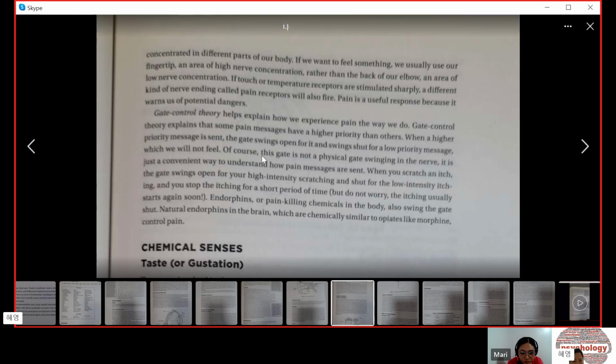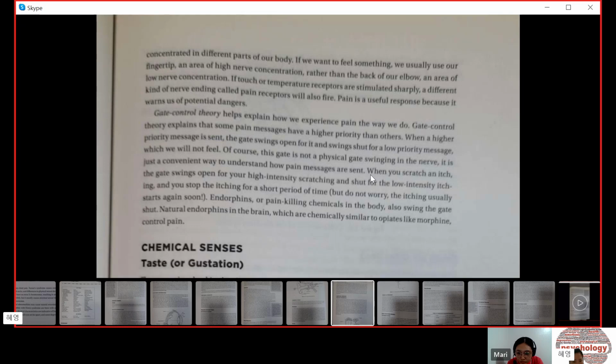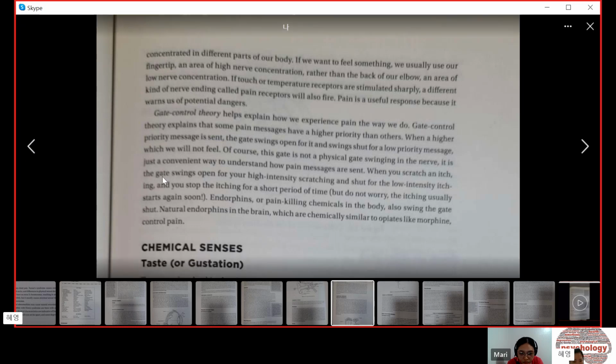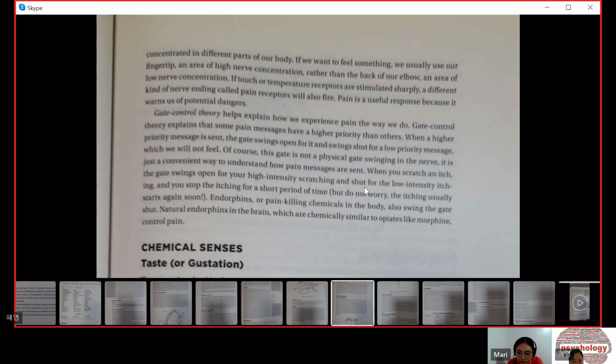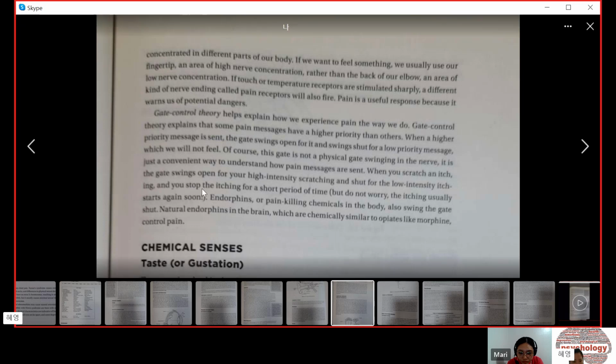Of course, this gate is not a physical gate swinging in the nerves. It's just a convenient way to understand how pain messages are sent. When you scratch an itch, the gate swings open for your high-intensity scratching and shut for the low-intensity itching, and you stop the itching for a short period of time.